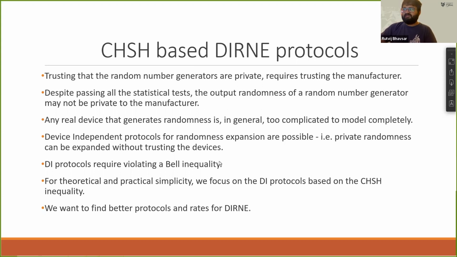Now, the CHSH test checks the violation of a two-input, two-output Bell inequality called the CHSH inequality. This test is performed by two non-communicating parties, let's say Alice and Bob here, using two measurement devices and a shared quantum resource. In our work, we try to answer two important questions. First, can we develop better protocols for device-independent randomness expansion compared to what is already available in the literature? And second, is there a way to compute rates for these protocols?